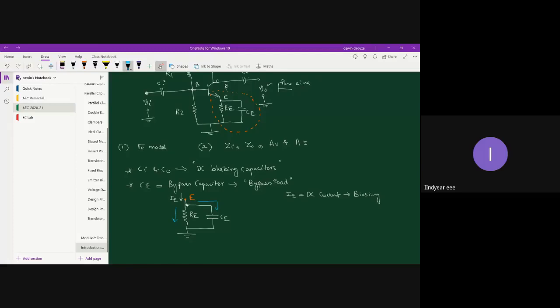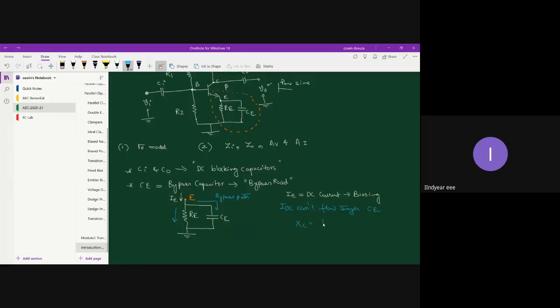Now the capacitor path is called the bypass path. Now the question is whether a part of DC current IE will be able to flow through the capacitor. What is the answer? No, the DC current cannot flow through CE because of the known reasons, right?